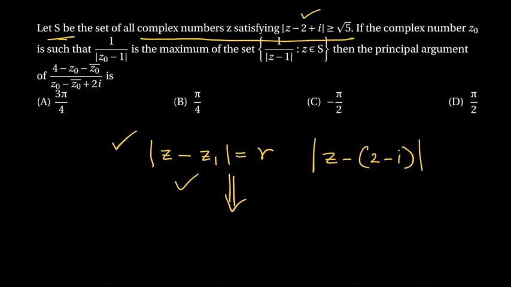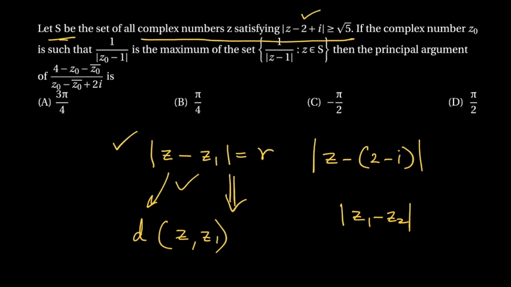Okay, so now look at the meaning. What does this expression tell me? The expression on the LHS gives me the distance between Z and Z1. Don't forget this, this is a basic idea. Modulus of Z1 minus Z2 always gives the distance between the 2 points represented by the complex numbers Z1 and Z2.